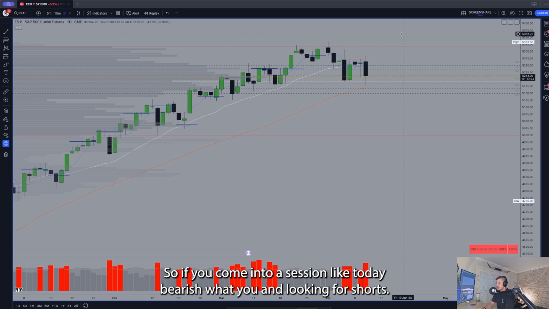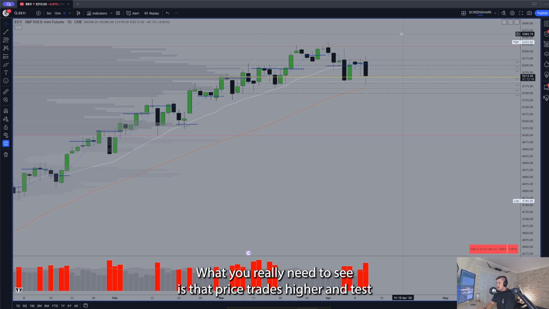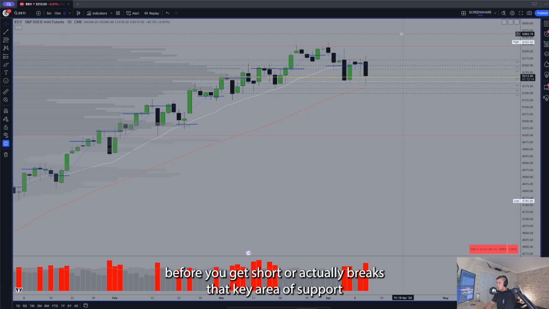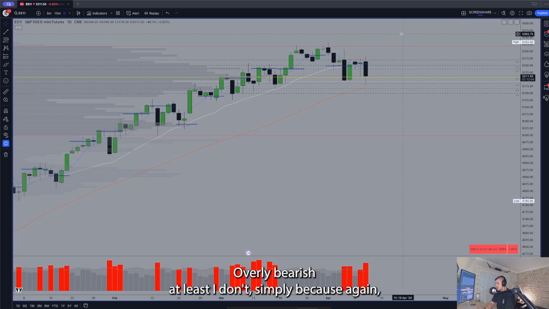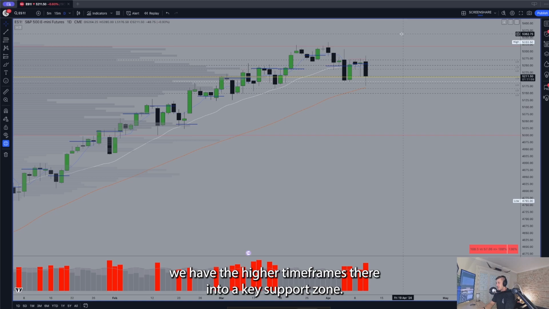So if you come into a session like today bearish, and looking for shorts, what you really need to see is that price trades higher and tests an area of resistance before you get short, or actually breaks that key area of support, flushes below, and then maybe offers you a retest as an entry. Don't want to come into a session like today overly bearish. At least I don't, simply because, again, we have the higher time frames there into a key support zone.